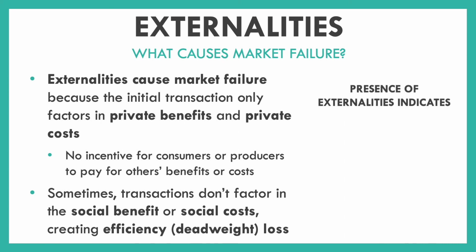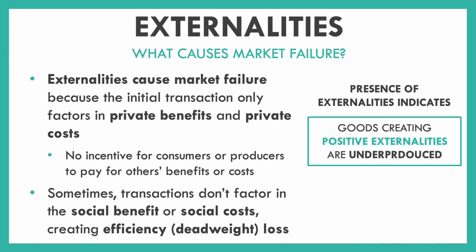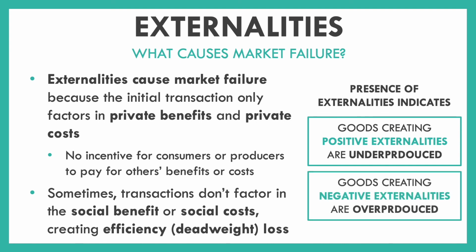In the presence of externalities, goods that create positive externalities are underproduced. Think about it this way: electric cars, we all want more of that. We all want better cars for the environment. Education, we all want more of that. We want people to be better educated to help the future. At the same time, goods creating negative externalities are overproduced. There's too much smoking, too much pollution, because it's only considering the private costs, and we're not factoring in the entire social costs.